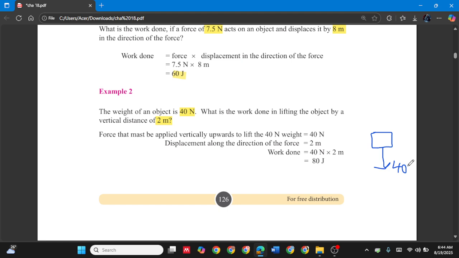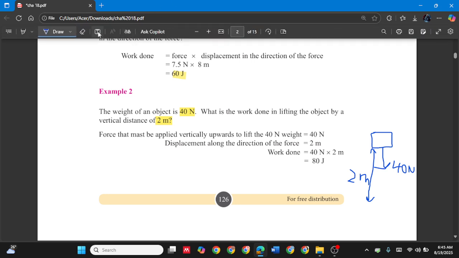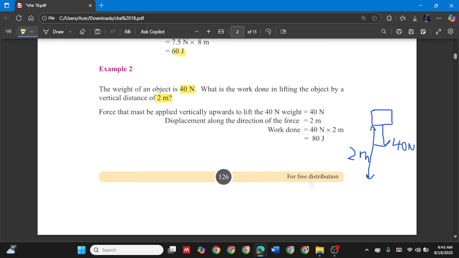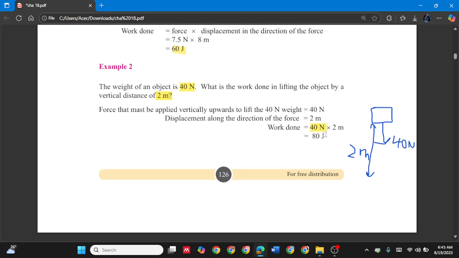40 Newton නිසා යා කොච්චරක් දුර පල්ලෙහාට යනවා කියලා කියනවා. The distance is considered as 2 meter. Then 40 into 2, it's 80 and the unit is joule. Okay, so its work done is 80 joule.